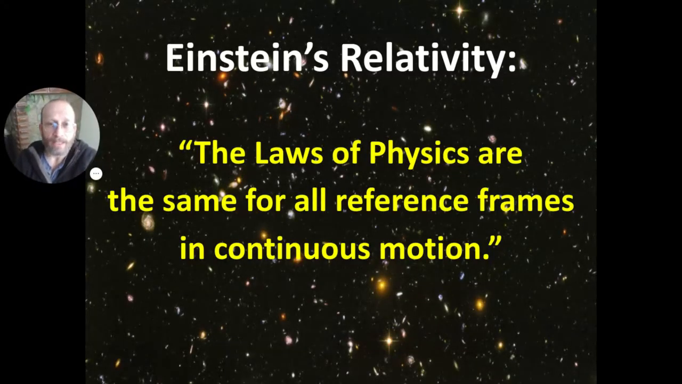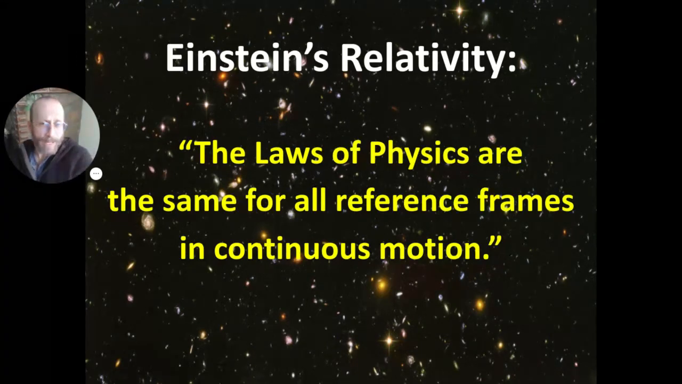But first, let me give you the basic definition for the theory of relativity. It states simply that the laws of physics are the same everywhere. That's it. The theory of relativity is that the laws of physics are the same for all reference frames in continuous motion. Now, the general theory of relativity got rid of that continuous motion thing and expanded this quite a bit.